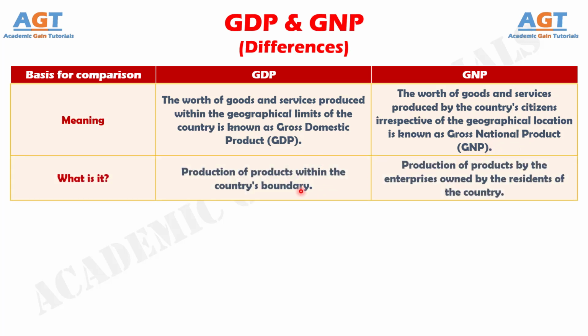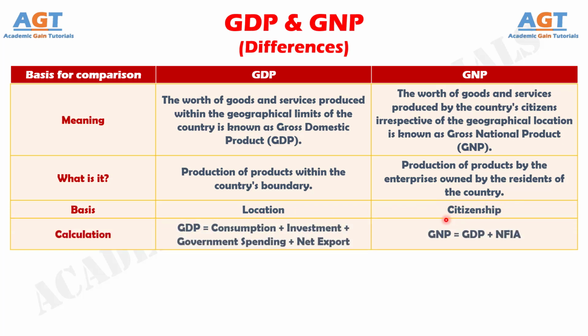Number 2. GDP gauges production of products within the country's boundary. Conversely, GNP measures the production of products by the companies and industries owned by the residents of the country. Number 3. The basis for calculating the GDP is the location, whereas GNP is based on citizenship.